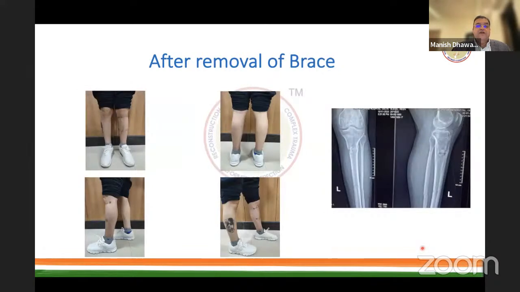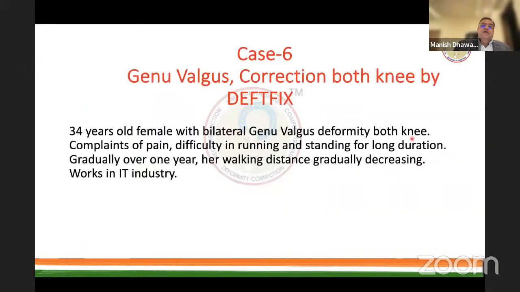So this is after removal of the brace and you can see the final X-ray picture. Now, this is case number 6. This is a 34-year-old female with bilateral genu valgum deformity of both knees and complaints of pain, difficulty running, and standing for long duration. Her walking distance was gradually decreasing.